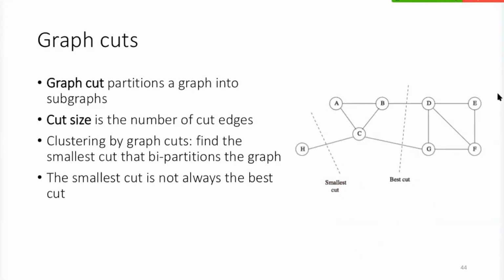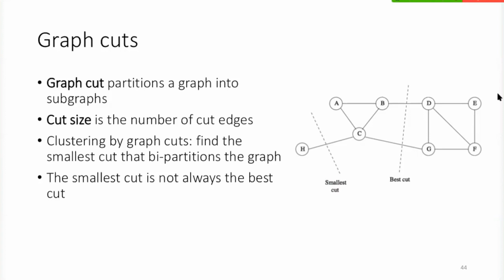The way to cluster a graph is to use graph cuts. A graph cut is just a line that would cut the graph into two parts or more. And the size of the cut is basically how many edges you have to cut. So the size of this cut is 1, the size of this cut is 2, if we talk about binary graphs.